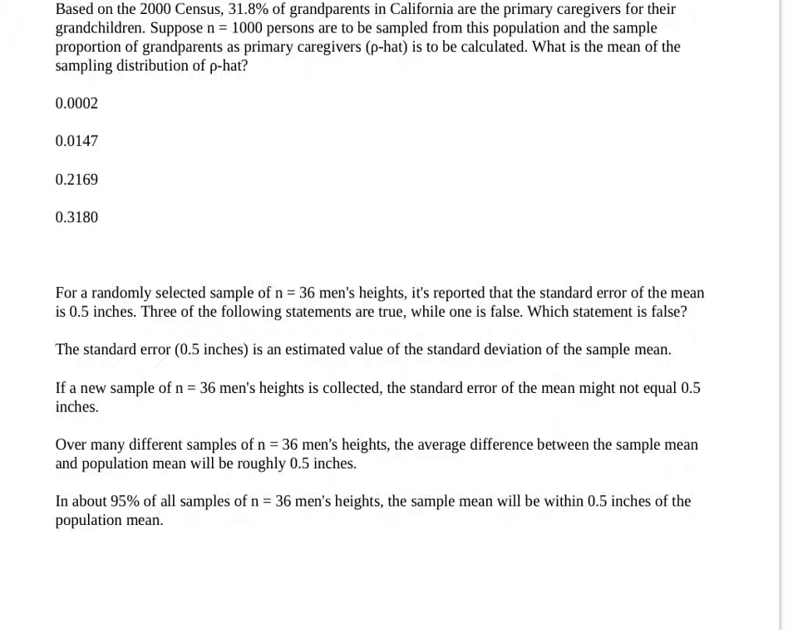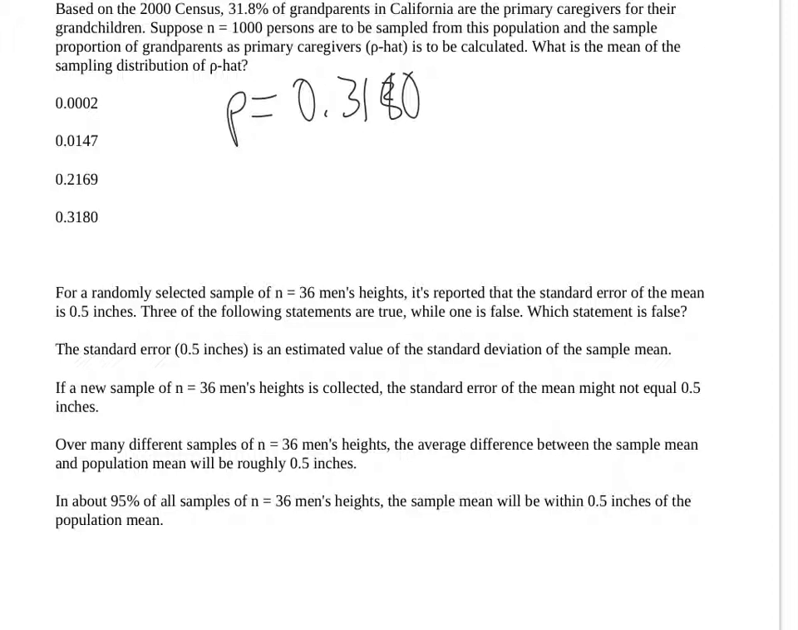Okay. Key thing to remember here, a census is everybody, right? I'm sure you guys all know that. So a census doesn't give us a p hat. This 31.8 isn't a p hat, that's actually p. So we know that p is equal to 0.318.